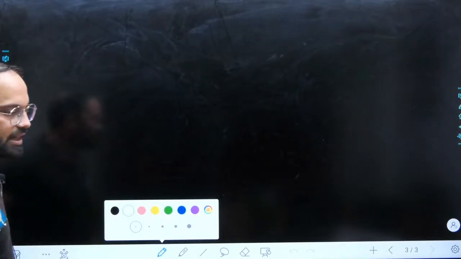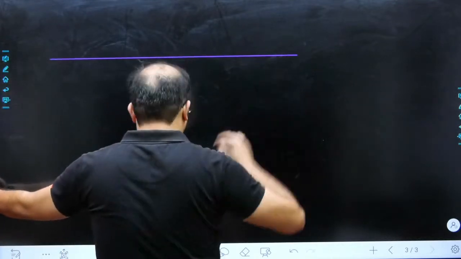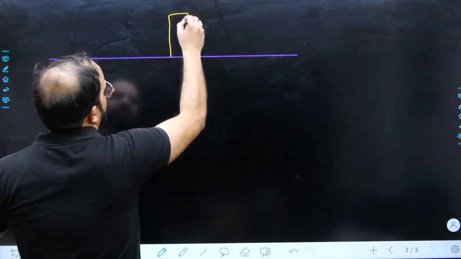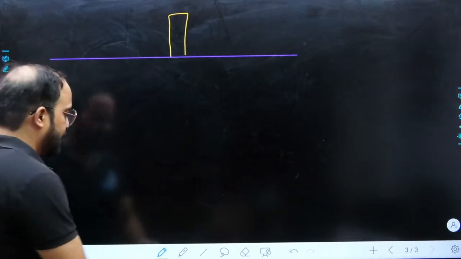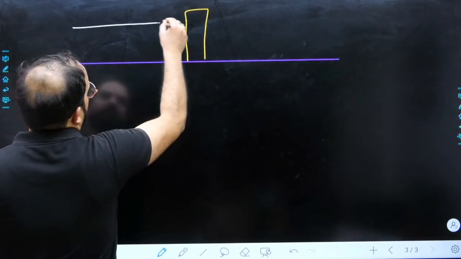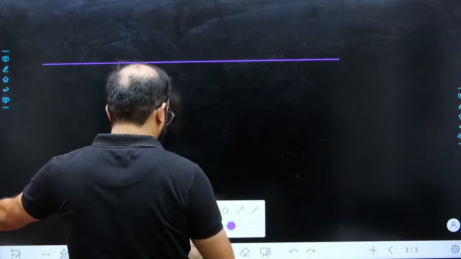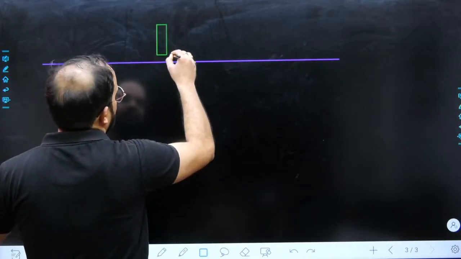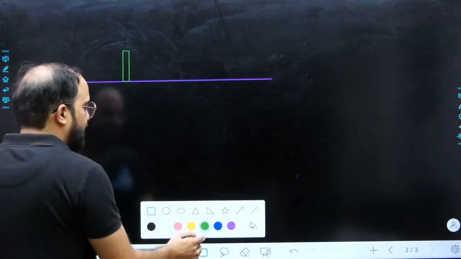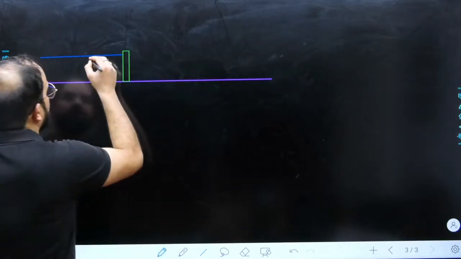So if this is any weir, if this is the surface and above that we have a weir. This will be the weir, and we are going to store this much head of water. We'll construct a good weir. This is our weir, and it has this much height of water.